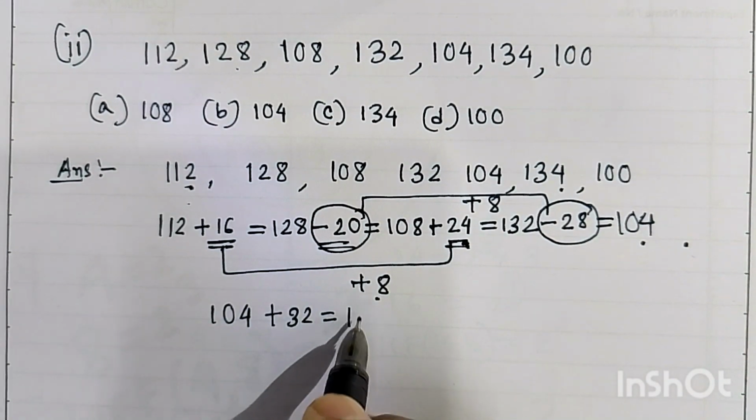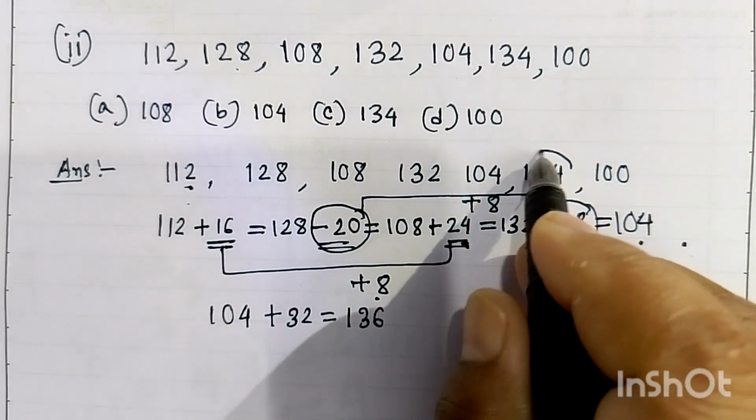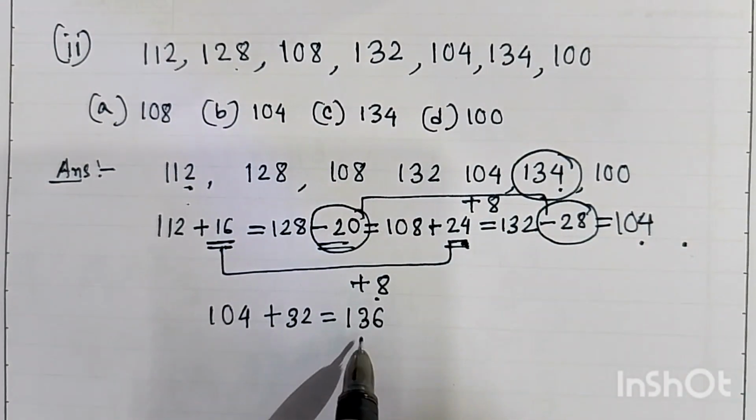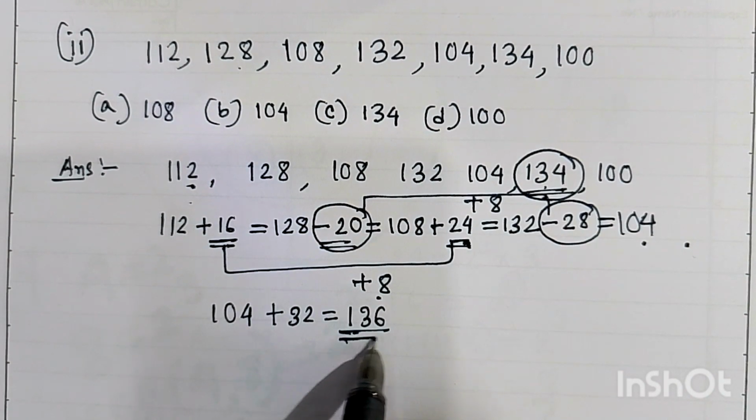Now we are getting 136. But in the number series there is a 134. So the wrong number is 134. But it should be 136.